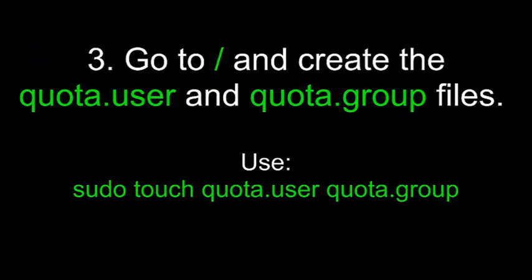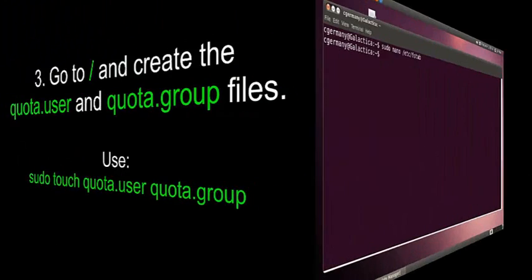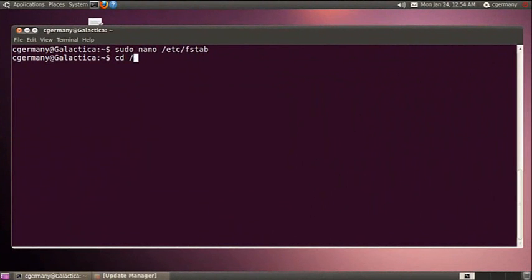Now go to root and create the quota.user and quota.group files. To do this, use sudo touch quota.user quota.group. Now the next thing I need to do is go over to root, and I need to make a few empty files. There's a couple of ways to do this. You could use the touch command to make some empty text files. You could use the -c option with quotacheck, and that would actually create those files.